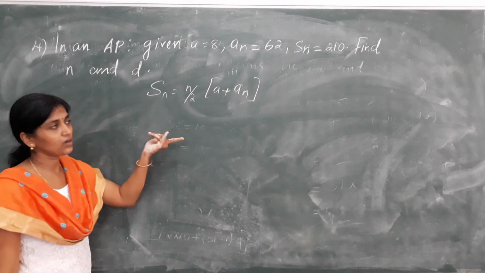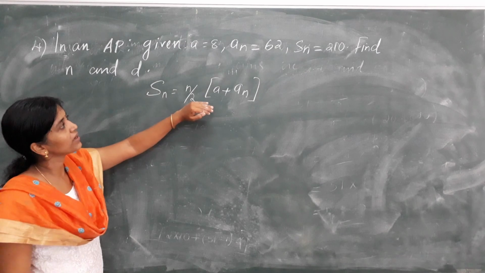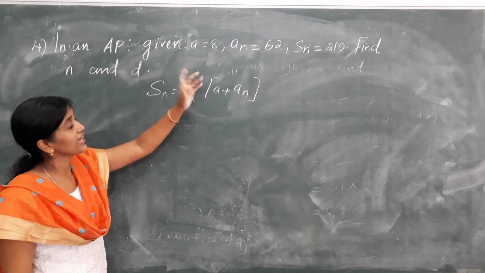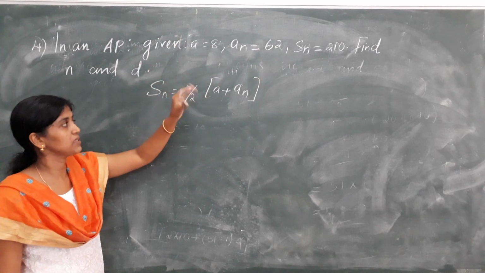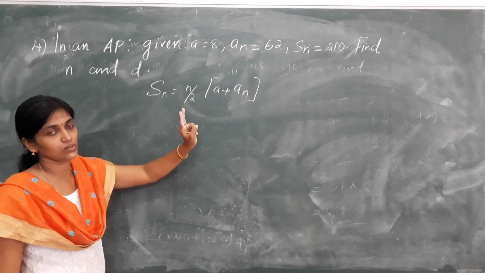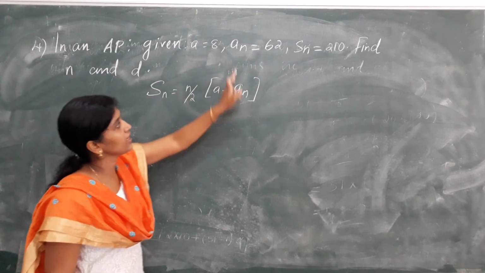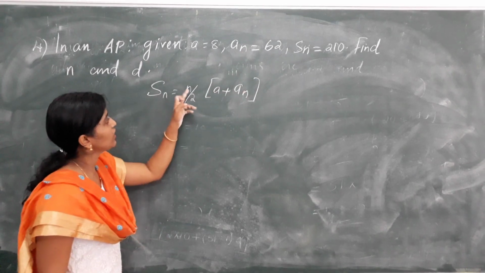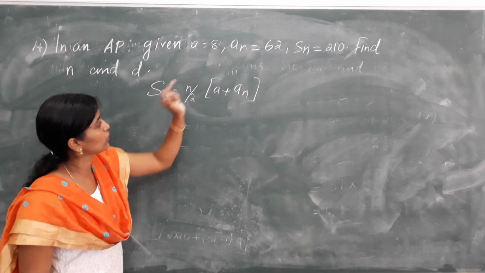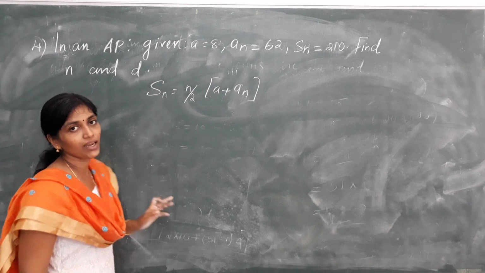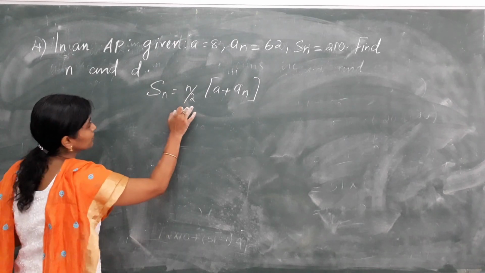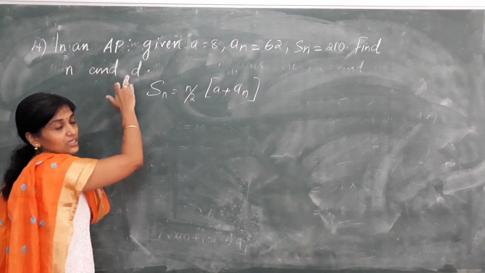I use this formula because when you use the other formula, A, D and N would be unknown to us, which means we will get an equation with two unknowns. When we use this formula, A is known to us, AN is also known, SN is also known, and the only unknown will be N, so we can get N from here and later we can get the value of D.